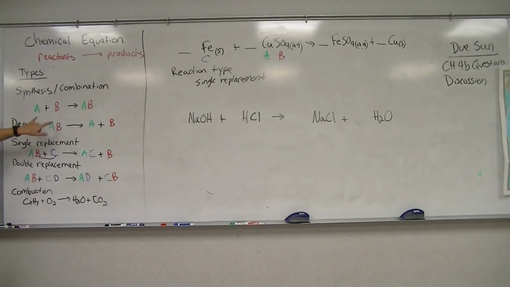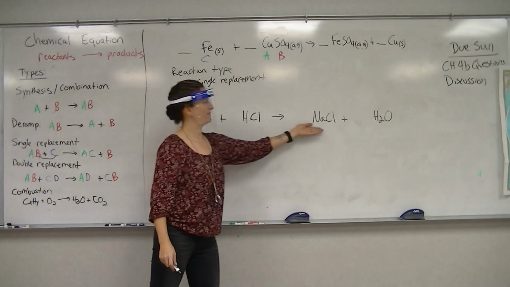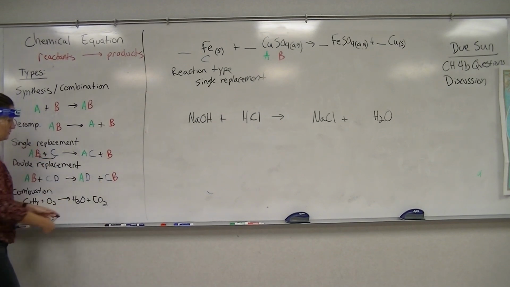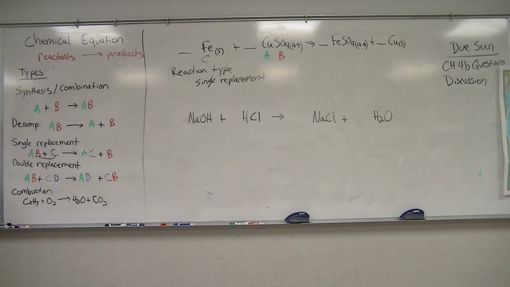So just go through the list. Do I have two combining to form one? No. I have two products. Do I have one breaking apart to form two? No. Do I have a compound with an element by itself? Do I have any elements by itself? No, they're all compounds. So my next choice is compound reacting with a compound, switching partners. Yes. Double. So it's going to be a double replacement reaction, right?